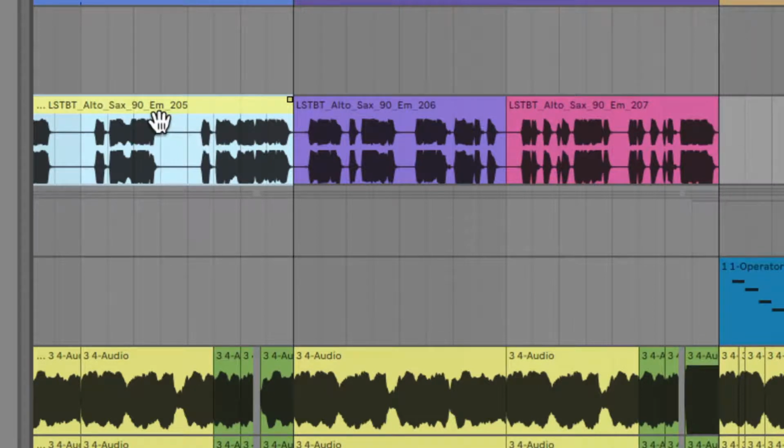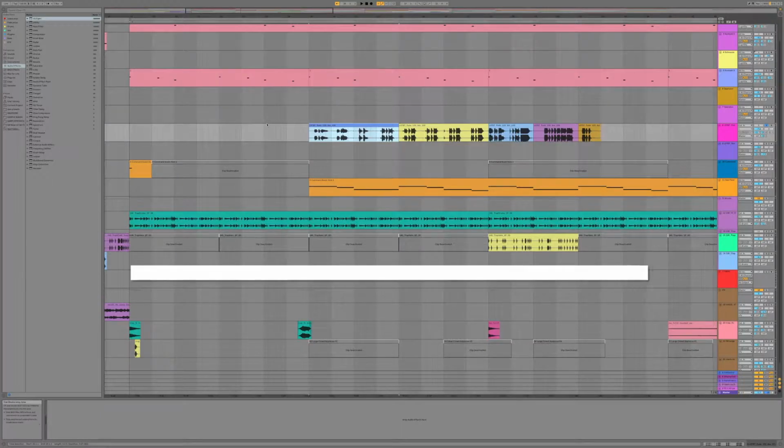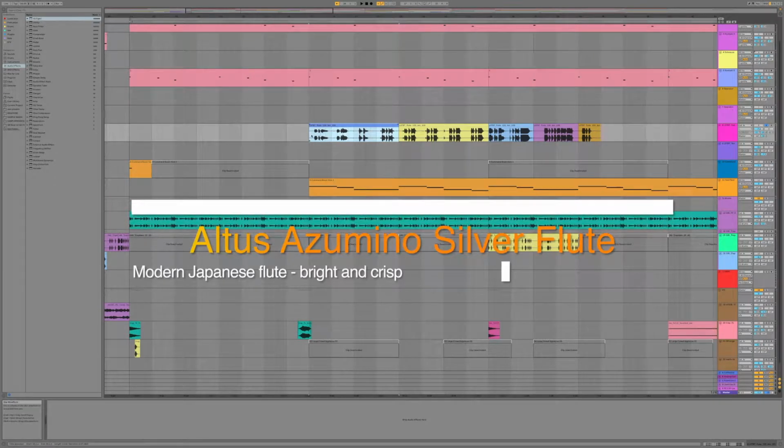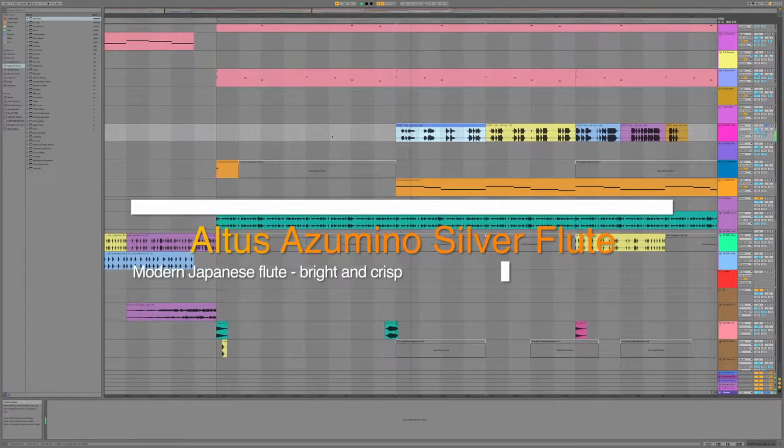So of course they're labeled with the key, the time, the BPM, and just a generic number, which sample number they are. Okay, so here's some of the flute samples. So I've just got this flute track soloed. You can hear.